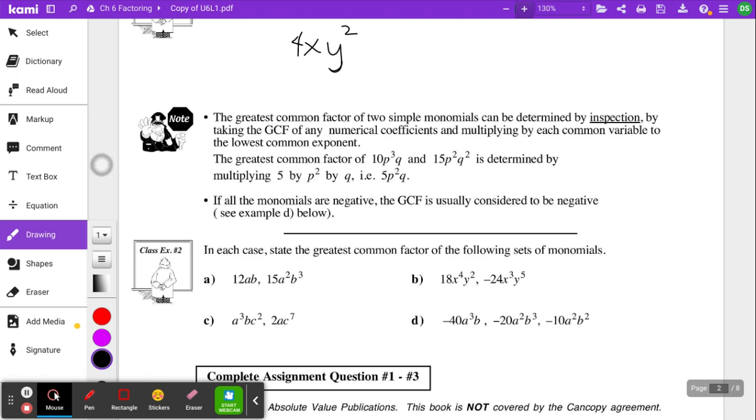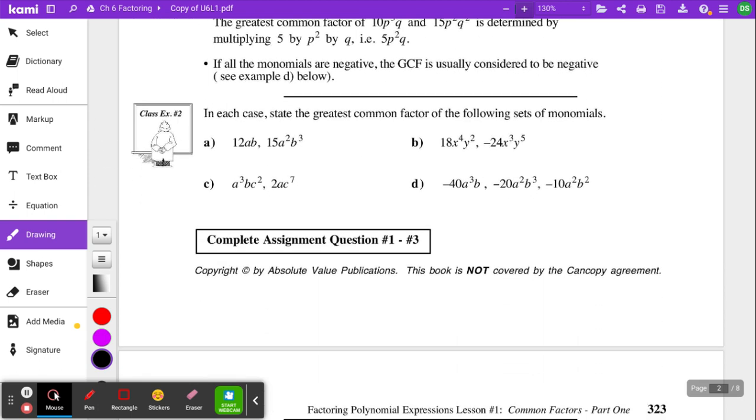Okay, so let's go. In each case, state the greatest common factor. 12 and 15, what do I got? What is the greatest common factor? Look at these numbers, the coefficients first, and decide what you need for the number. 3, Mackenzie says. Are you in favor? Okay, how about ab and a squared b cubed? What's the most that they have in common? ab. Good. Run hard, run fast.